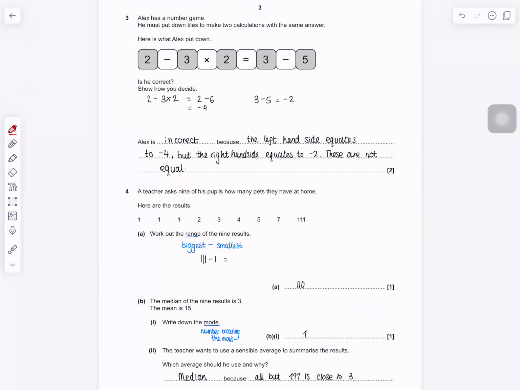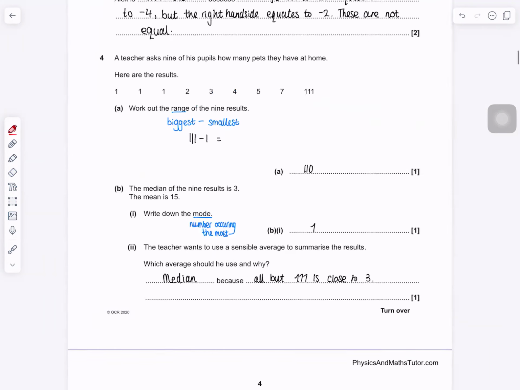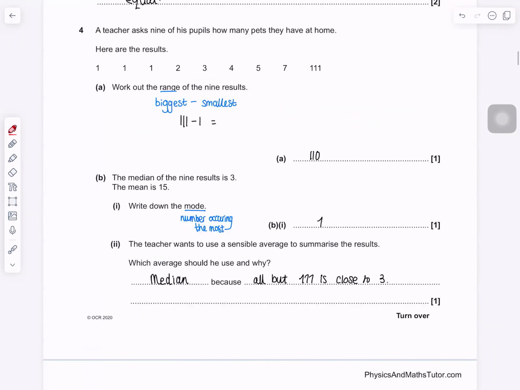Yes. 3 minus 5 is -2. And you have to do both maths, multiply first for that one. 3 times 2 is 6. And then 2 minus 6 is -4. So he's not correct. Number 4, a teacher asked 9 of his pupils how many pets they have at home.